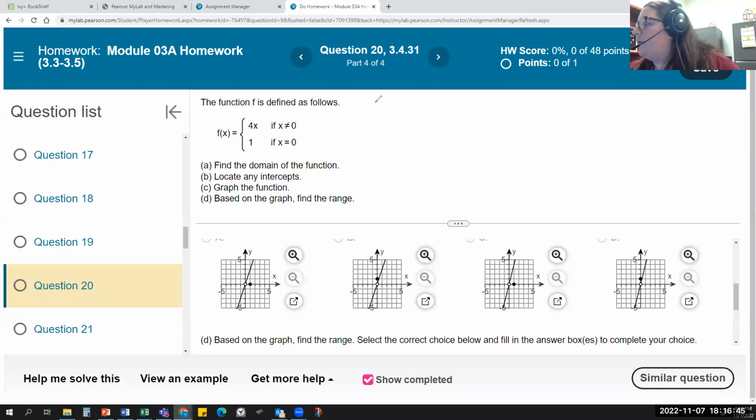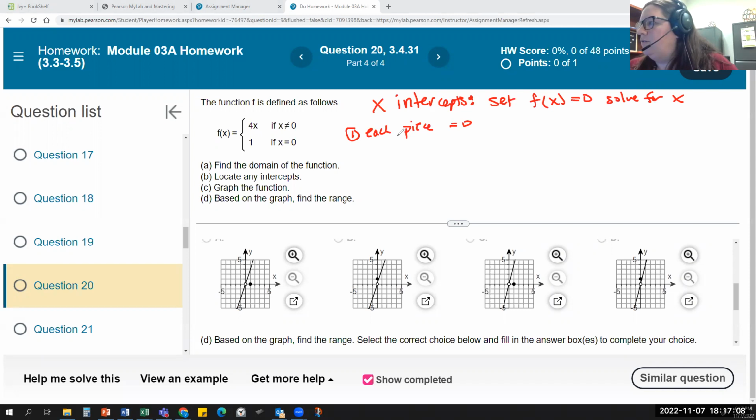For the x-intercepts, so x-intercepts for any function, the general rule is you set the function equal to 0, and solve for x. When it's a piecewise defined function, you have to set each piece equal to 0 and solve. So we have 4x equals 0, and we have 1 equals 0. Well, 1 equals 0 is never true, so that one doesn't go anywhere. 4x equals 0 is true when x equals 0. Now, is 0 an x-intercept of the function? Well, then we have to go back and check.